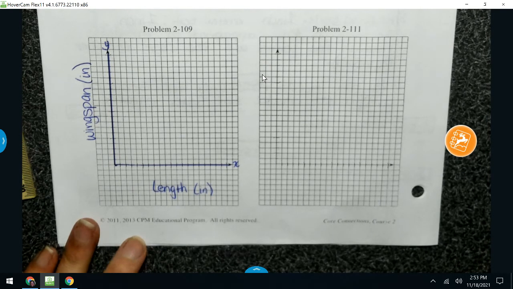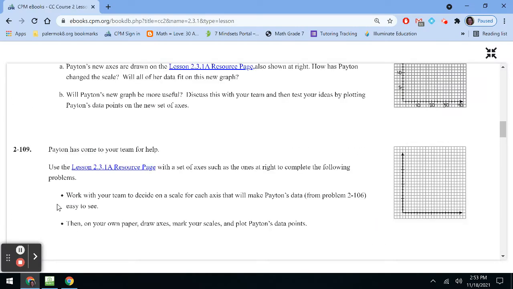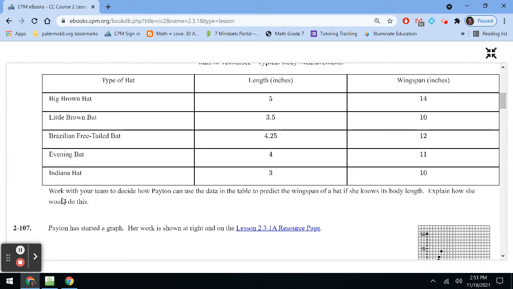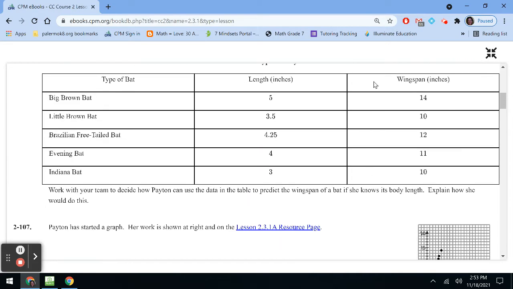So as we were looking, I'm going to go back to our textbook real quick. And up here in this chart, this is the data that we're going to graph. We've been looking at the length of these 5 types of bats. These lengths right here in inches, also their wingspan in inches. So their body length is our x-axis. The wingspan is our y-axis. So we need to have an appropriate scale that we can see this easier.